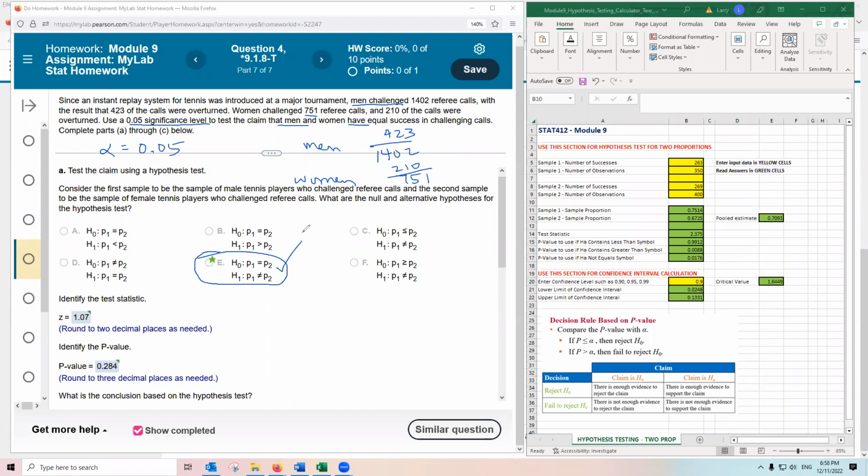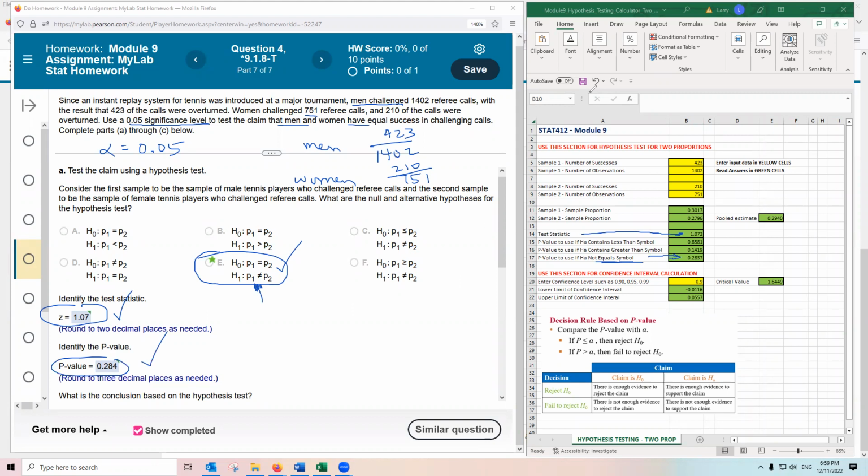All right, so let me go and enter this into the Excel calculator. So let's see, for men, it was 423 out of 1402. For women, it was 210 out of 751. All right, let me come and get the test statistic. Here it is, 1.07. Let's get the p-value. Remember, this was a not equals in the alternative. Well, here is the p-value to use if you're using a not equals in the alternative, 0.284. So there's the p-value.